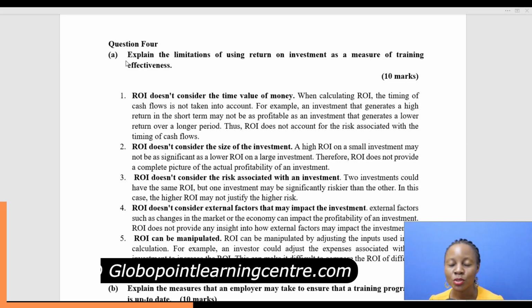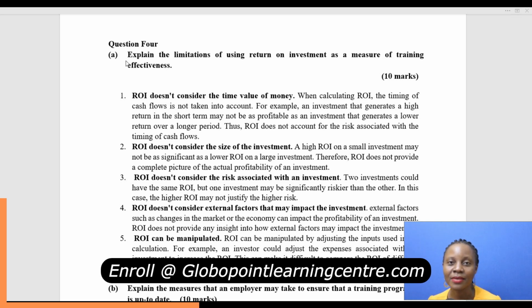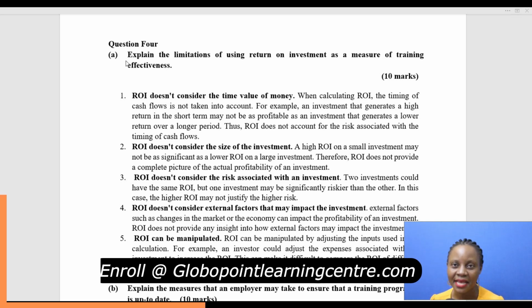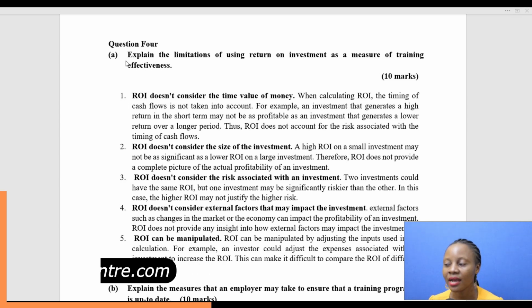You'll be able to check how much I have raised in terms of the returns, but how the cash is flowing in and flowing out is not considered in this measure, which makes it a disadvantage. And then we have number 2, ROI doesn't consider the size of the investment, i.e. a high ROI on a small investment may not be as significant as a lower ROI on a large investment.